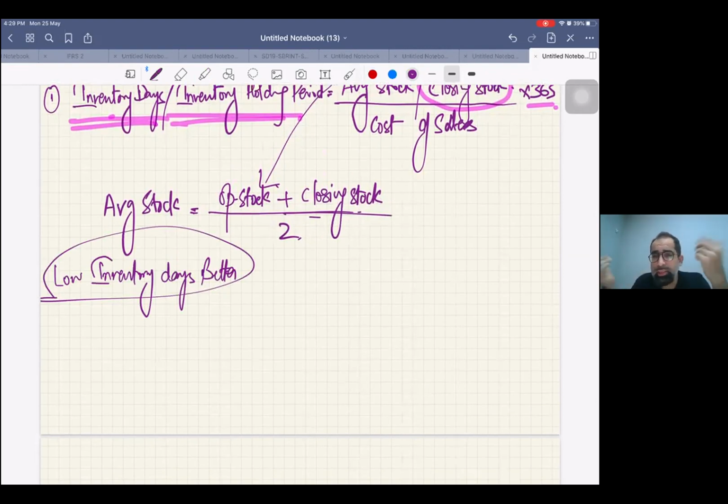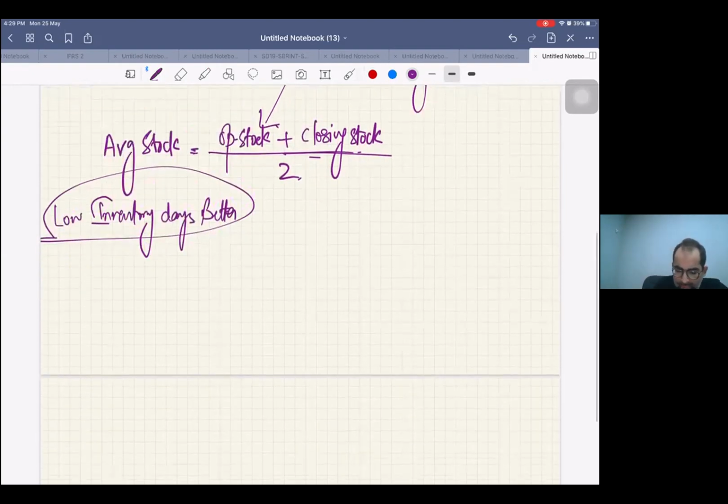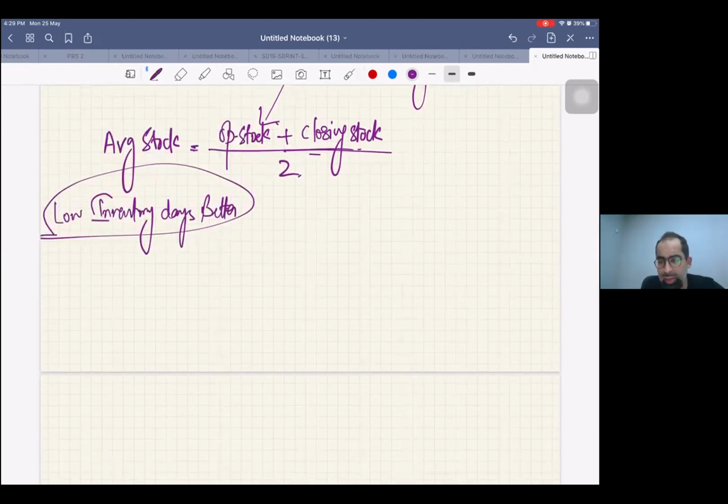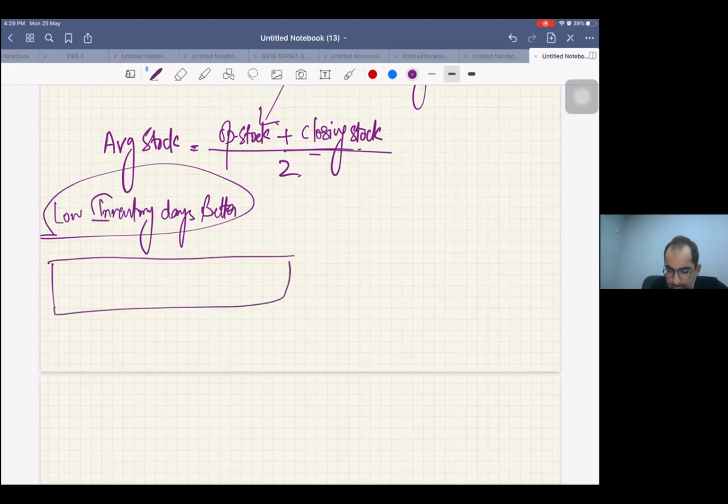Okay. Now the question is, how can we reduce inventory days? Simply, for a manufacturing organization, inventory normally stays in three forms. Number one is raw material. Number two is work in progress, that is WIP. And number three is finished goods. If you reduce these three periods, automatically the overall time period will be reduced.